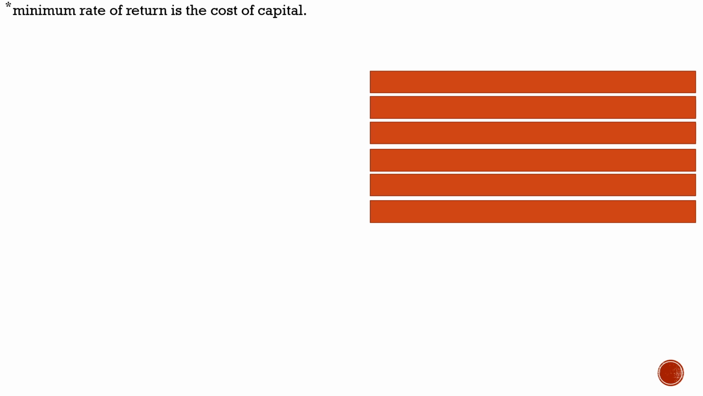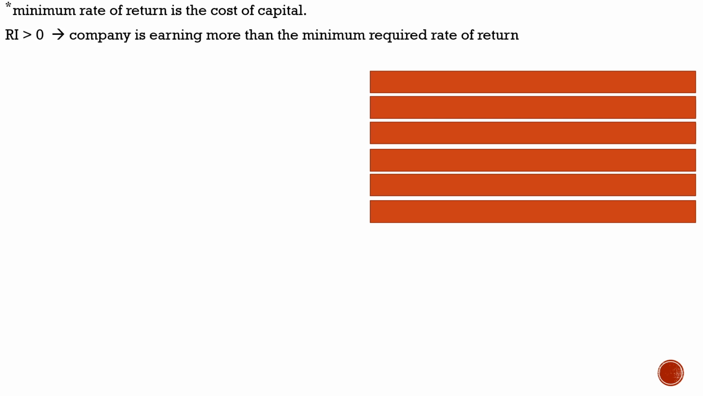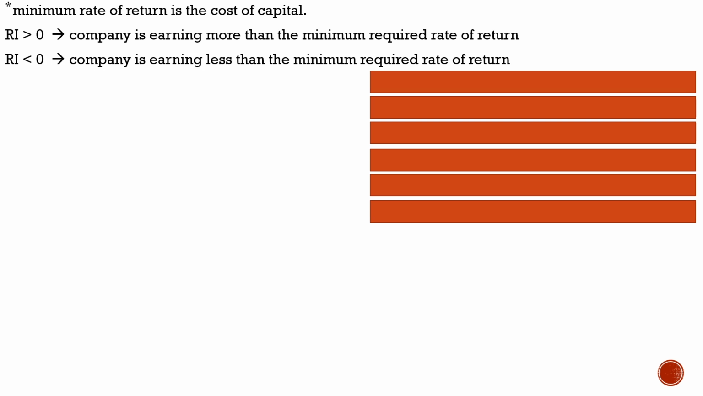If the residual income is greater than zero, then the division or the company is earning more than the minimum required rate of return. At the same time, if the residual income is less than zero, then the division or the company is earning less than the minimum required rate of return. So that is the yardstick for measuring or interpreting the situation of a concern. Remember these yardsticks or standards. You need to interpret the results depending upon the details given.